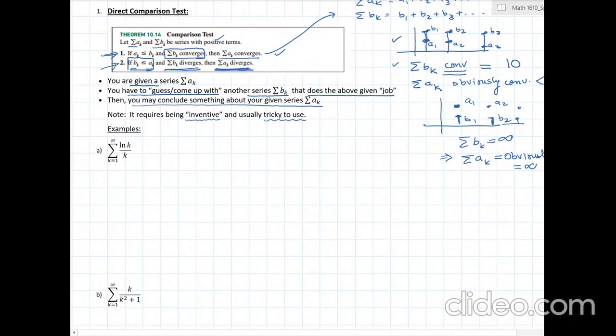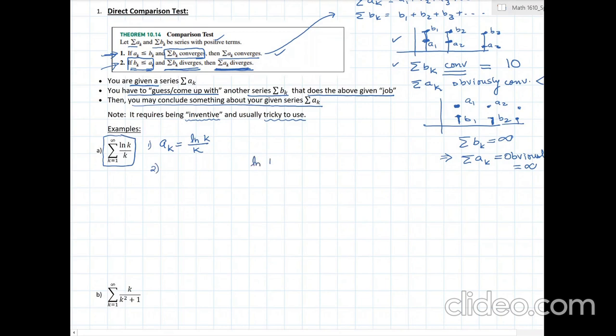I want to study ln k over k. Now obviously the first thing is, what is my ak? ak is ln k over k, because my given series is the summation of ak. So this is the first thing. The second thing is the most important thing.